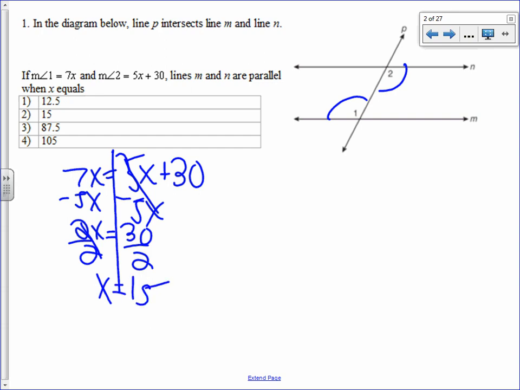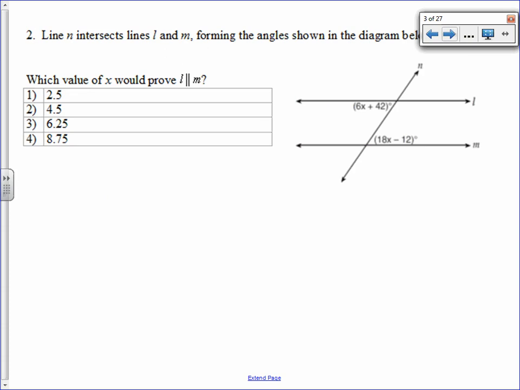Answer the question. The question is asking what x equals: 15. If it asks you what the other angles were, you would substitute the 15 for x in the expressions. Number 2, again, we have a transversal, they're the same. So if they're the same, we set them equal to each other.